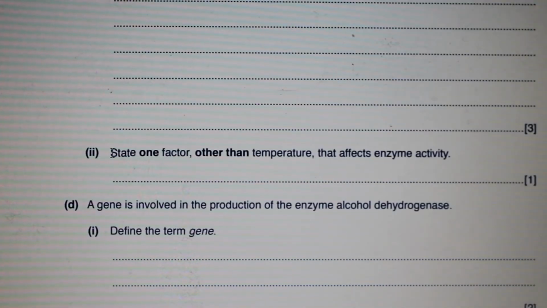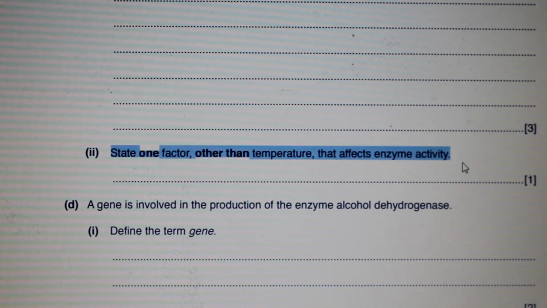So state one factor other than temperature that affects enzyme activity. Well, that would be pH. pH affects the activity of our enzymes. Certain enzymes function better at high pHs and other better at low pHs, and then there's a whole bunch of them that function optimal at a neutral pH.